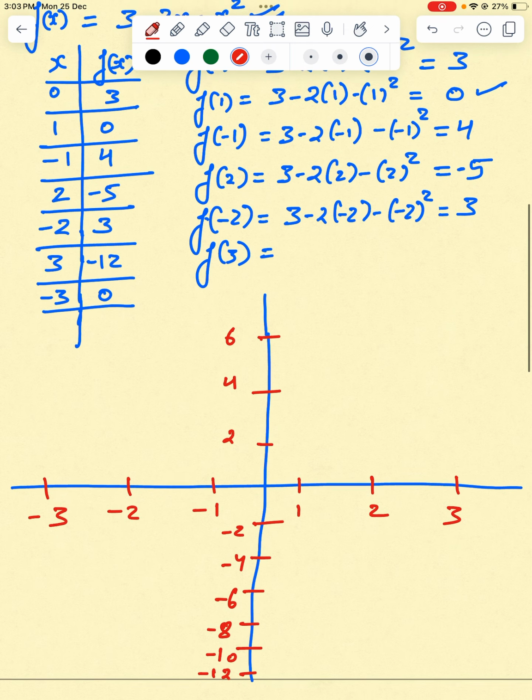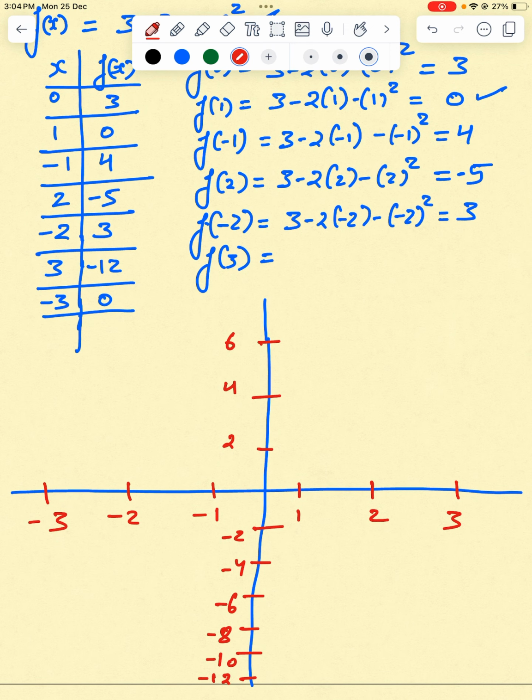So see, at x equals 0, y is 3, one coordinate is at this location. Now at x equals 1, y is 0. This is our second coordinate. And third, x equals minus 1, y equals 4. It should be at this place. And x equals 2, y equals minus 5. So it should be at this location. And at x equals minus 2, y equals 3.